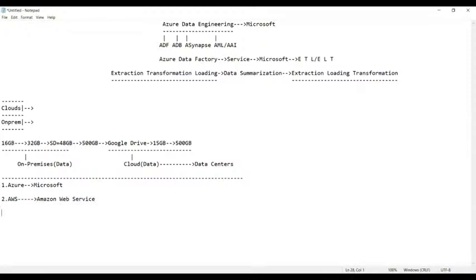Amazon Web Service. Then the third one, what is that? GCP. Yes, we have Google. Google is providing GCP, that is nothing but Google Cloud Platform. Very good. So the Google Cloud Platform is provided by Google. Apart from this, we also have SAP. SAP has come out with their own, so we say it HANA.